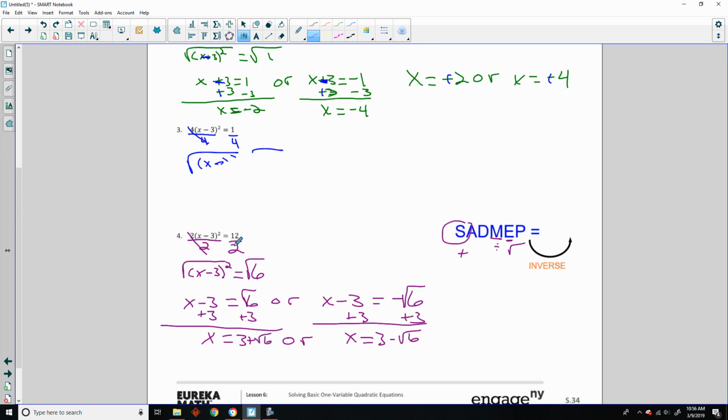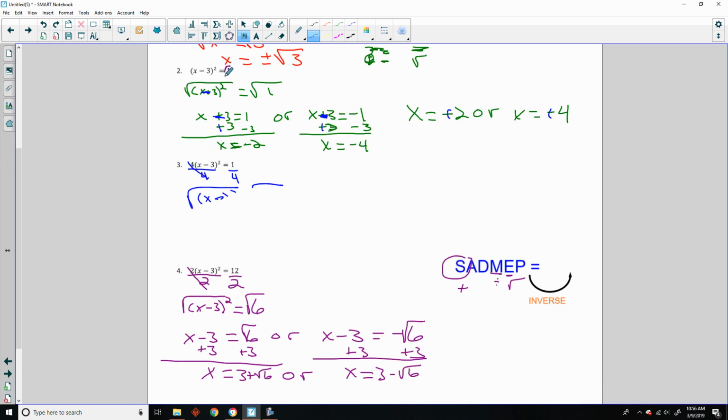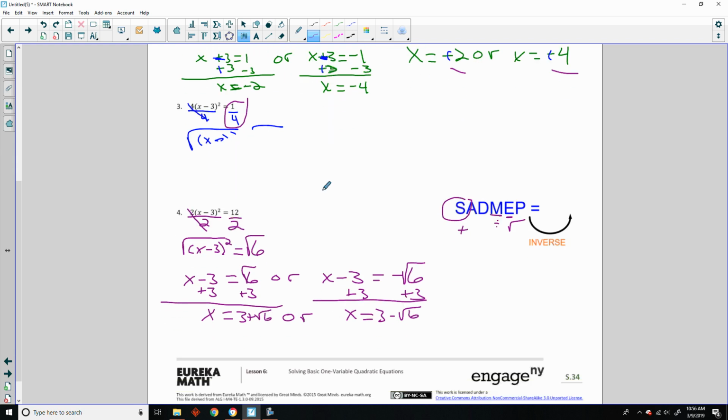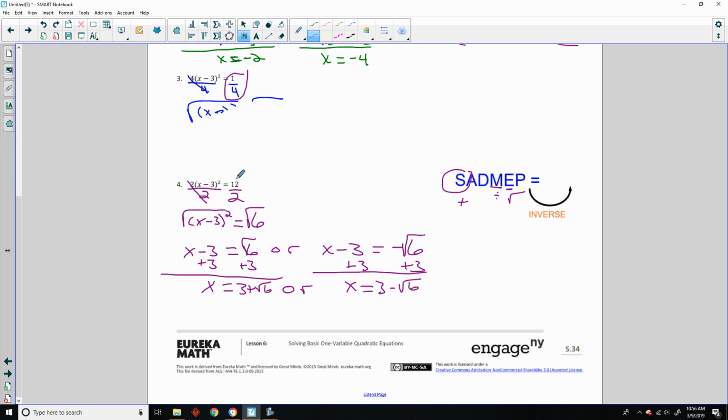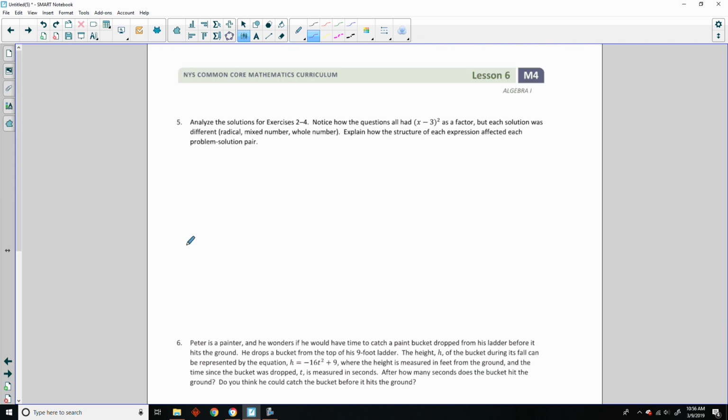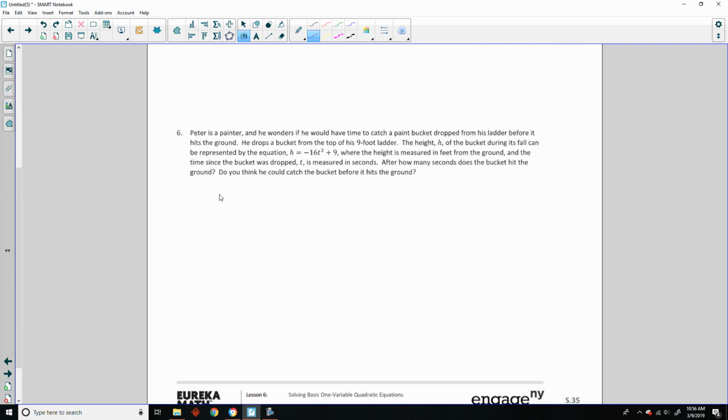And when we divided by 2 here, the 12 divided by 2 is 6. Well, that 6 is not a perfect square. So 1 is a perfect square, integer solutions. 1/4, each numerator and denominator are perfect squares, and we got fraction solutions that were not radicals. And then here, 12 divided by 2 is not a perfect square, so our solutions were in the radical form. So that is number 5 explained.